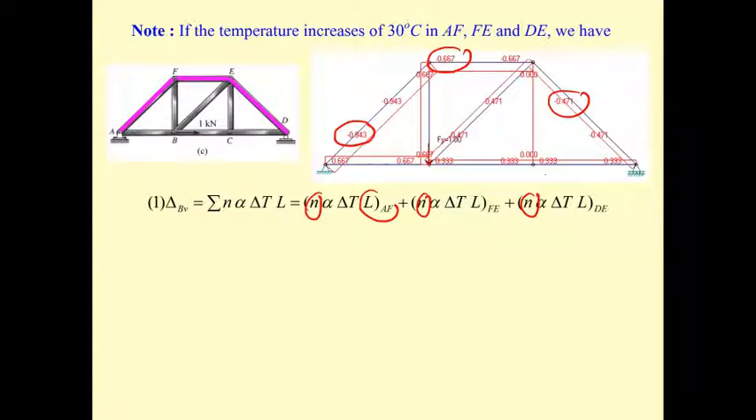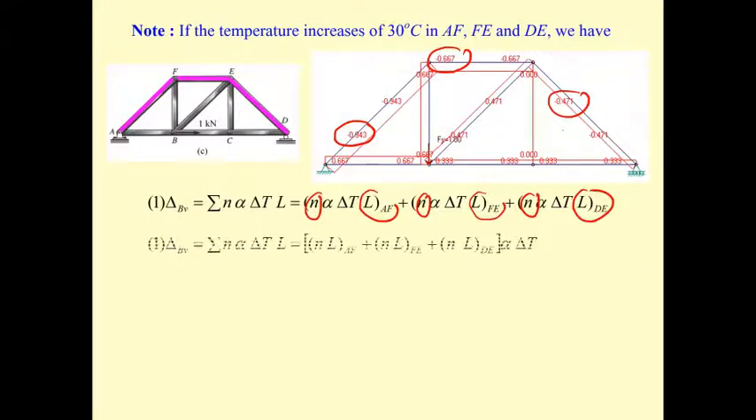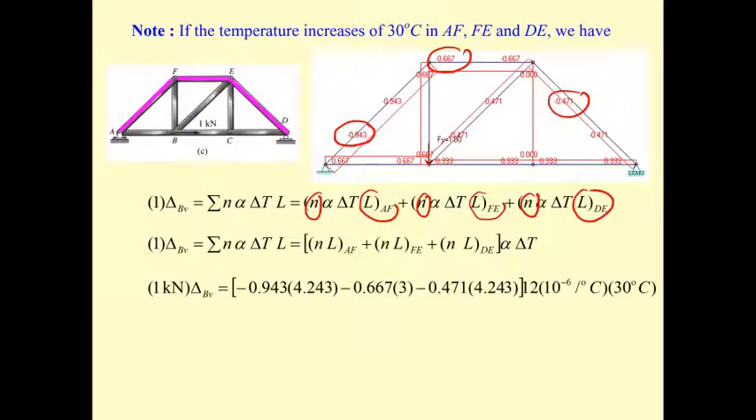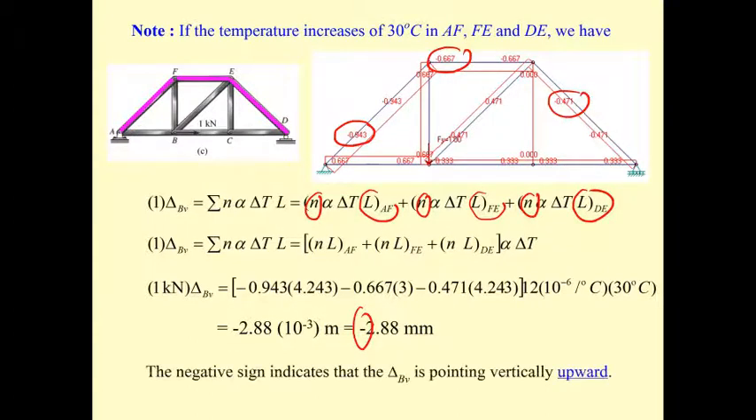Okay, L sub FE, this is 3 meter, and this is going to be equal to L sub AF. You put them together and then you do the calculation. This time the truss moves up for 2.88 millimeter due to the temperature change of this 3 member. Okay, it gets a little bit larger than before. Now it's pushed upward.